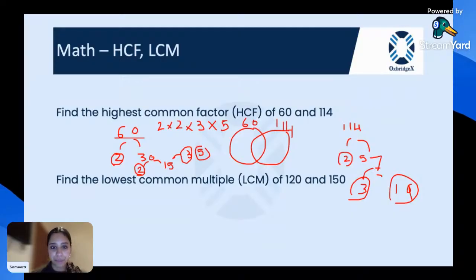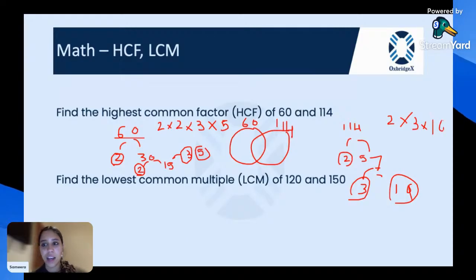Now, in the middle, in the center, goes what's common between 60 and 114, which means which factors come up in both 60 and 114. Oh, sorry, beg your pardon, I forgot to write it down, didn't I? Silly Sam. Right, 2 times 3 times 19.